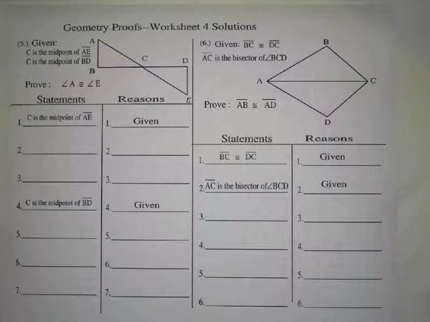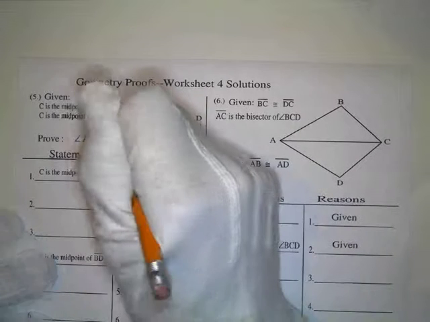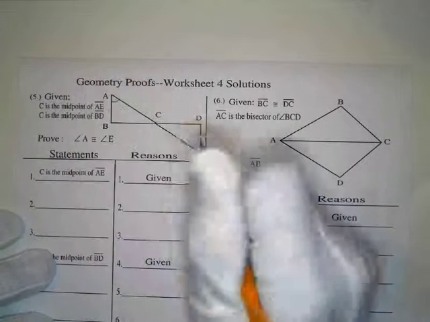Okay, and some more proofs from worksheet number 4. And number 5, we're given that C is the midpoint of AD, C is the midpoint of BD, and we want to prove that angle A is congruent to angle E. So as usual, there's angle A and there's angle E.